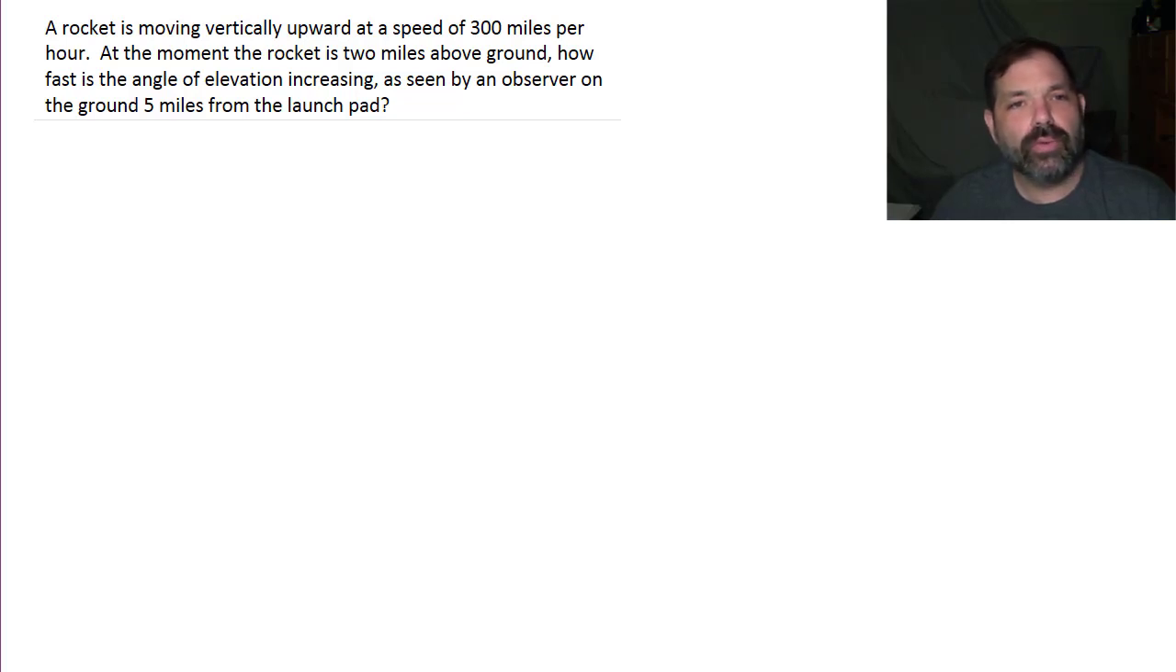A rocket is moving vertically upward at a speed of 300 miles per hour. At the moment the rocket is 2 miles above ground, how fast is the angle of elevation increasing, as seen by an observer on the ground 5 miles from the launch pad?